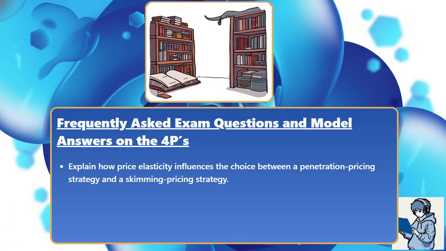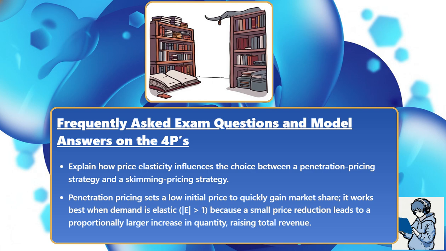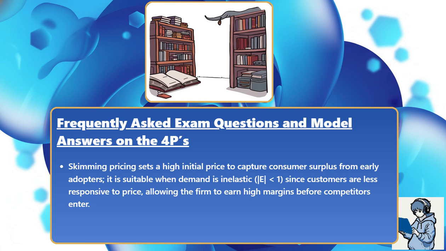Explain how price elasticity influences the choice between a penetration pricing strategy and a skimming pricing strategy. Penetration pricing sets a low initial price to quickly gain market share. It works best when demand is elastic, absolute E greater than 1, because a small price reduction leads to a proportionally larger increase in quantity, raising total revenue. Skimming pricing sets a high initial price to capture consumer surplus from early adopters. It is suitable when demand is inelastic, absolute E less than 1, since customers are less responsive to price, allowing the firm to earn high margins before competitors enter.